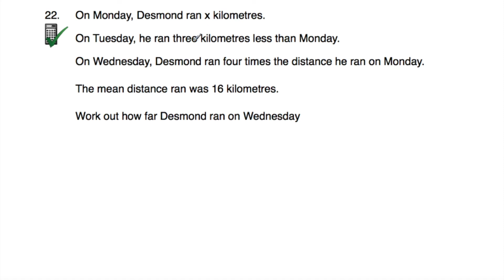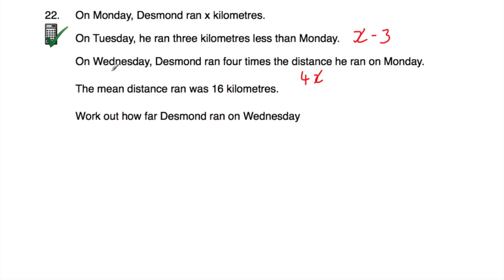On Tuesday, he ran 3 kilometers less than Monday. So if he ran X kilometers on Monday, on Tuesday, he ran 3 kilometers less. So whatever he ran on Monday, you take 3 away from that. So it's going to be X minus 3. And then on Wednesday, Desmond ran 4 times the distance he ran on Monday. So he ran X kilometers on Monday, he ran 4 times further, so it's going to be 4X on Wednesday.